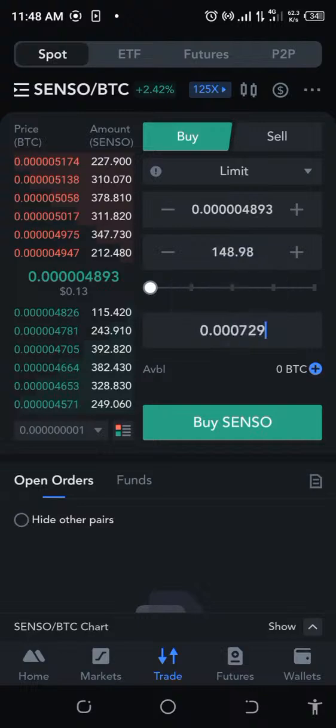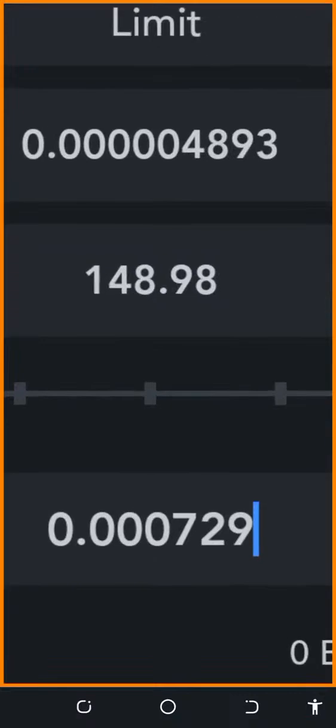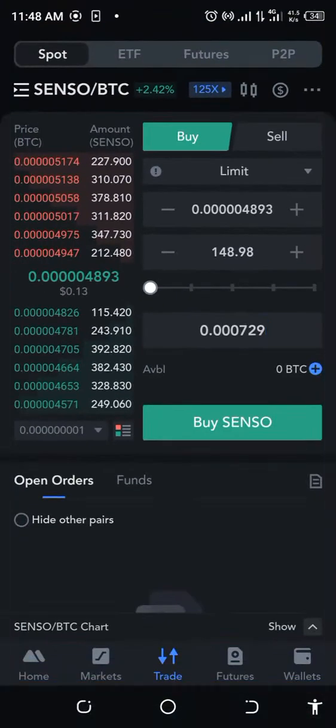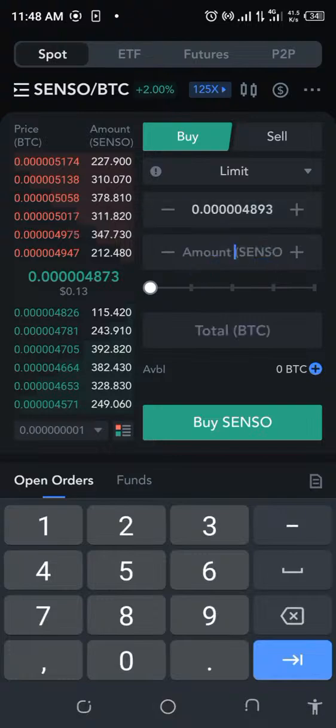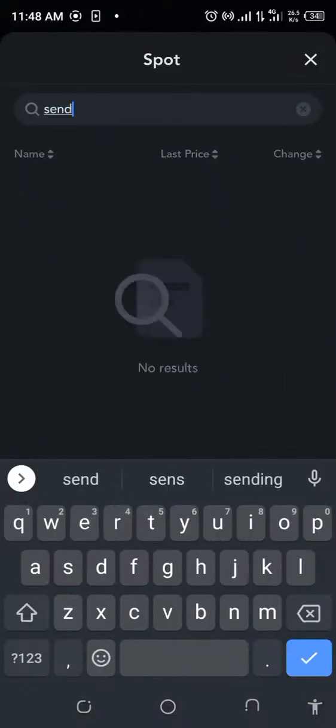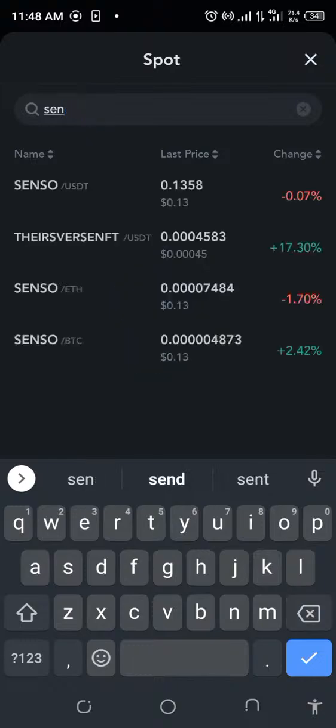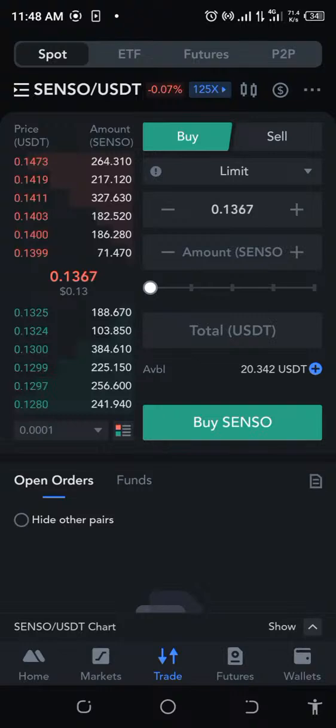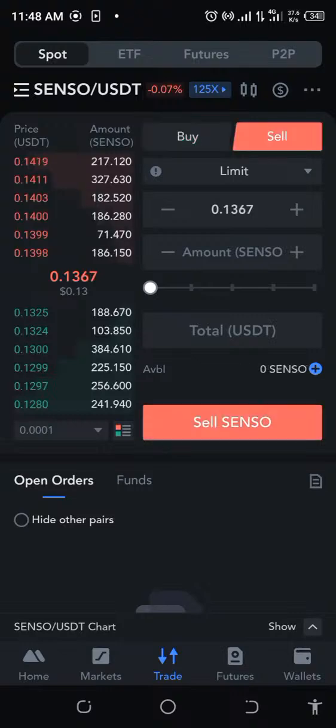Let's buy the BTC. We're going to buy, oh, you can see it's not even making sense. Can you see this? 148. No, no. But let's just finish up the process, right? We go back to Senso USDT, all right? Okay, so I want to sell the Senso now.